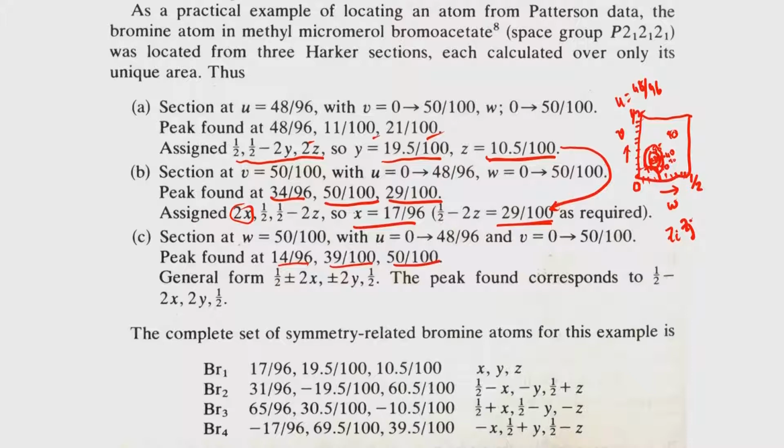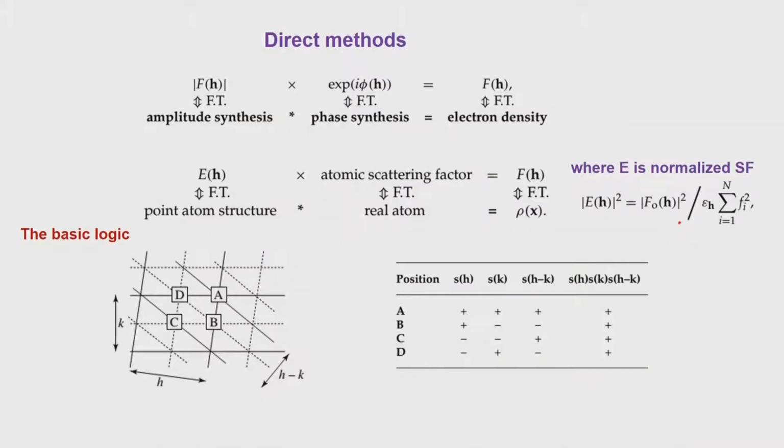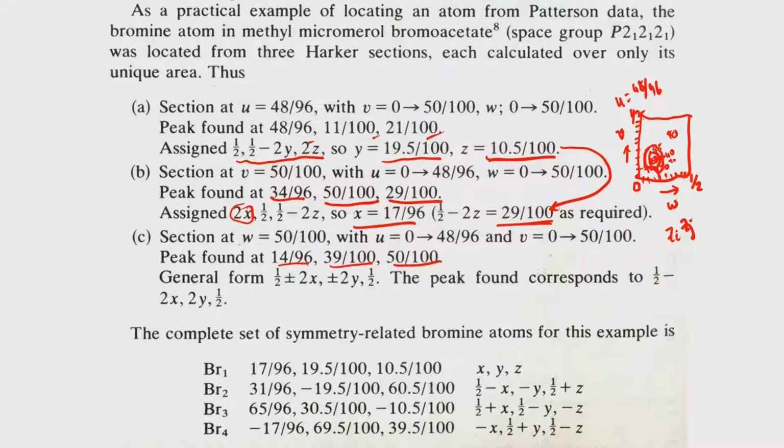In other words, you have the value of 2z here and half minus 2z here. So, z can be uniquely determined between these two. Similarly, the value of x can be determined between these two, and the value of y can be determined between 1 and 3. So, you get the value of x, y, z, which is unique.